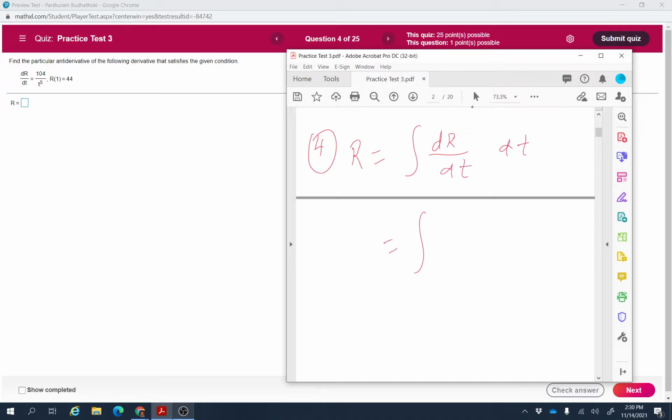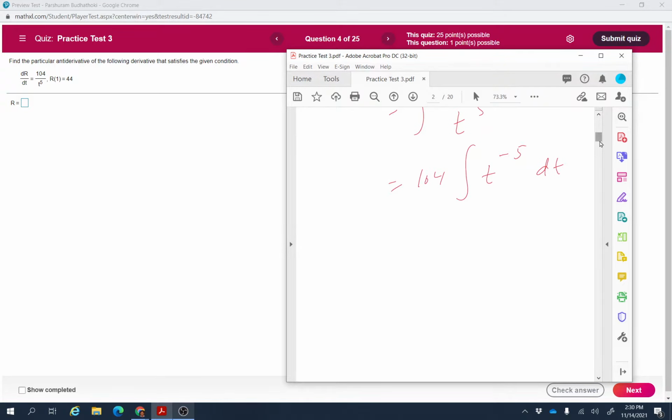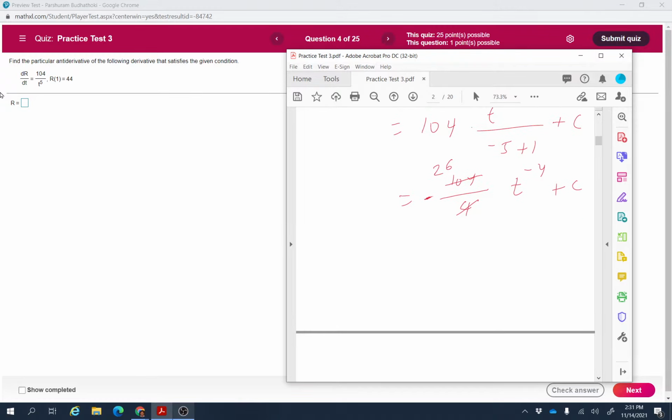So when you try to find the integration of 104 over t to the power 5 dt, we can bring this 104 outside, and we can write it as t to the power -5. And now when we find the integration, it would be t to the power -5 plus 1, that is the general power rule, plus some constant. So eventually it will be 104, and then -5 plus 1 is -4. I can bring that negative sign outside and write it as t to the power -4 plus constant. If you divide 104 by 4, that would be 26.